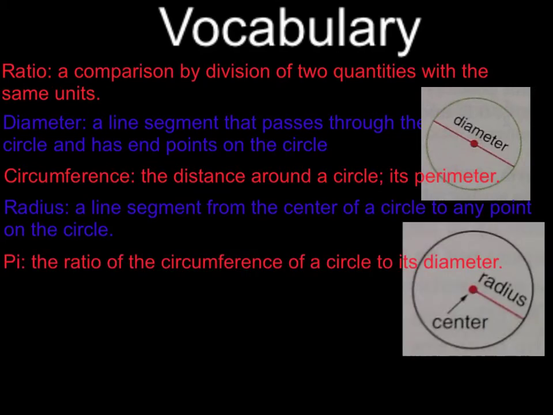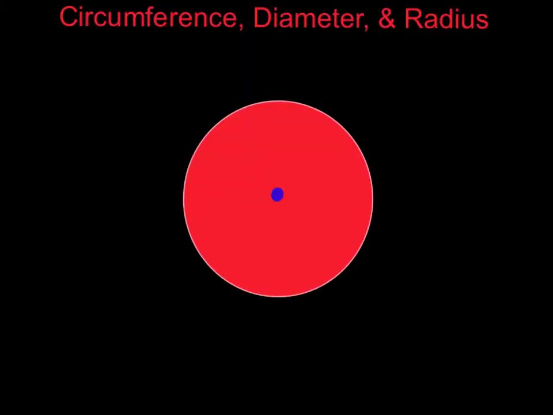Pi, the ratio of the circumference of a circle to its diameter. Pi is most commonly written as this decimal, 3.14. Now let's talk about circumference, diameter, and radius and how they are related.